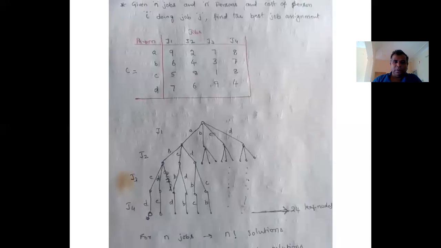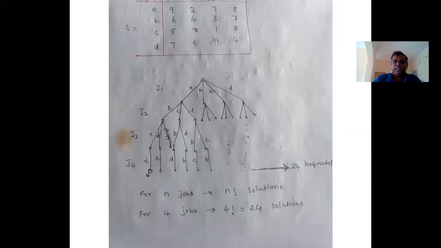If we solve this problem using the brute force designing technique, initially no assignment is done. For job 1, what are the different ways? Job 1 can be assigned to person A, person B, person C, or person D. There are four different ways. In the branch and bound designing technique, we have to construct the solution space tree to find the optimal solution.